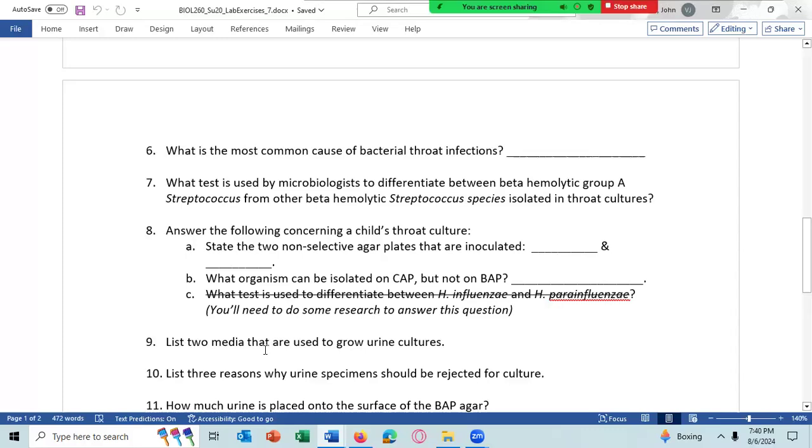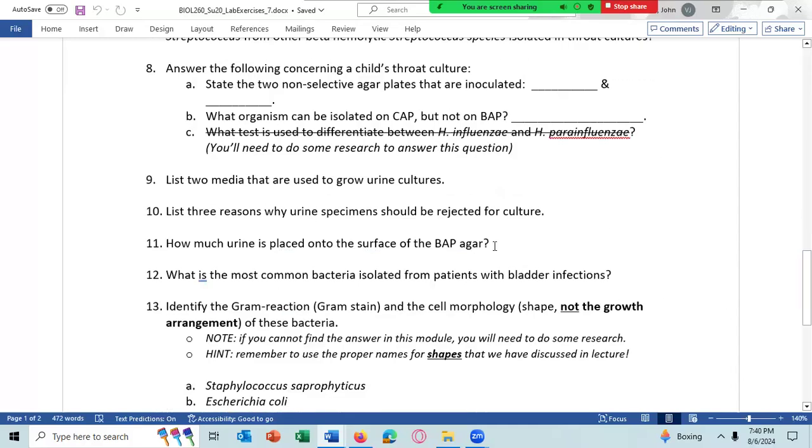And then 9, list 2 media that are used to grow urine cultures. So we always take a urine culture and grow it on 2 different media. And then 10, list 3 reasons why urine specimens should be rejected for culture. And that's discussed in the lab module. And then 11, how much urine is placed on the surface of a blood agar plate from a urine culture? And then 12, what is the most common bacteria species isolated from patients with a bladder infection? So you need to name one species.